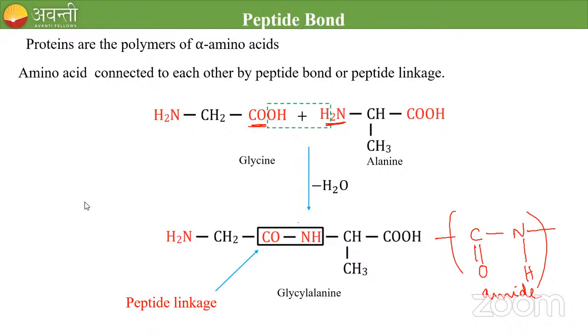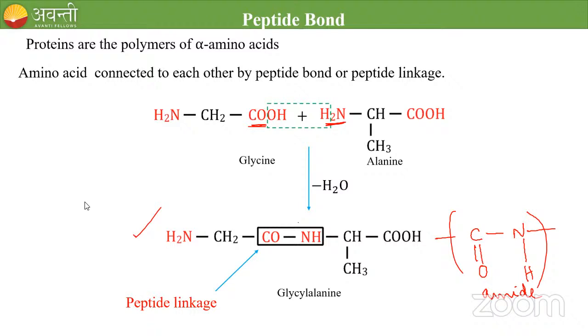Okay, peptide linkage. So this is a polymer, or this is called a protein chain. Got it? So this is how we form the protein chains by connecting two or three or more than three amino acids. Is it clear to all of you?